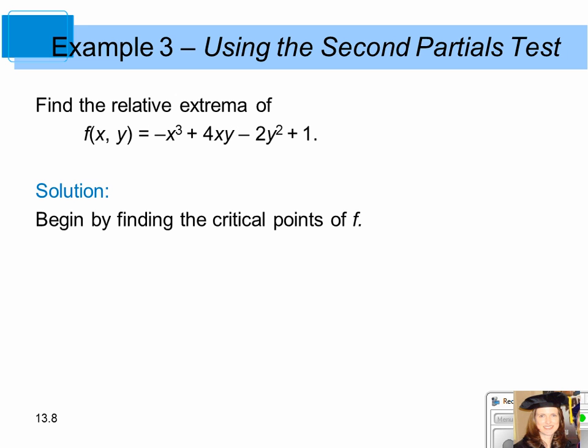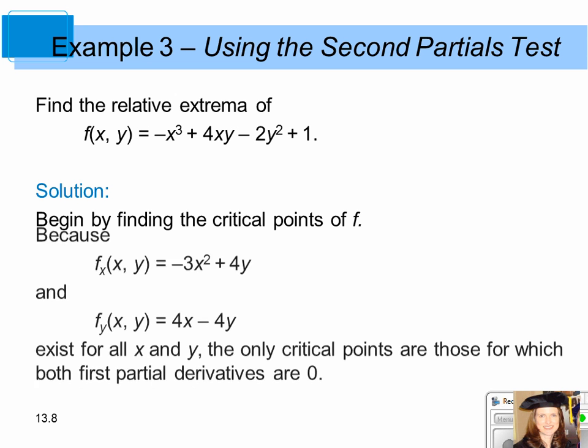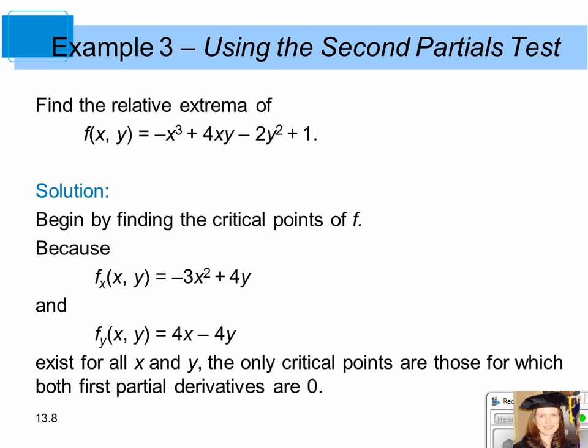The critical points are where the partial with respect to x equals 0 and the partial with respect to y equals 0. When you take the partial with respect to x, treat x as a variable and y as a constant to get negative 3x squared plus 4y. You take the partial derivative with respect to y, you treat y as a variable and x as a constant to get 4x minus 4y. We say that we want to find out where these are both equal to 0.